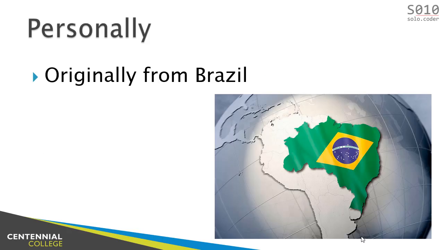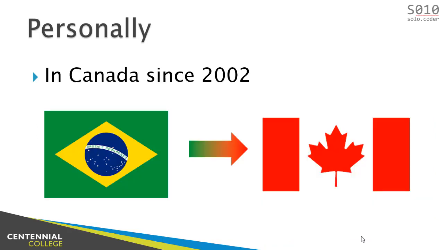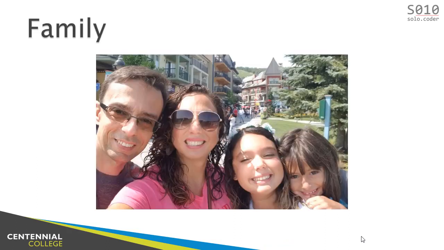Where is this strange accent coming from? It's from Brazil, so I'm Brazilian. I came to Canada in 2002. And this is the gang. So my family, we live close by. We live just about 35 minutes from here. We live in Ajax. That is a big trouble.